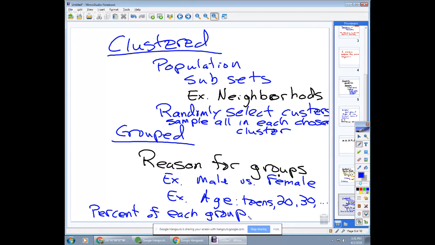We might need female opinions too, in which case we wouldn't want to do a simple random sample, we'd want to do a group random sample, because we need male and female opinions. Maybe we need female opinions from 20-somethings, 30-somethings up to retired age. And we want to get a certain percentage of each of those. So there are reasons why we might not want to do a simple random sample.